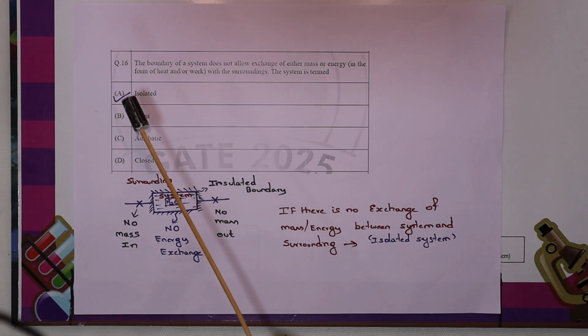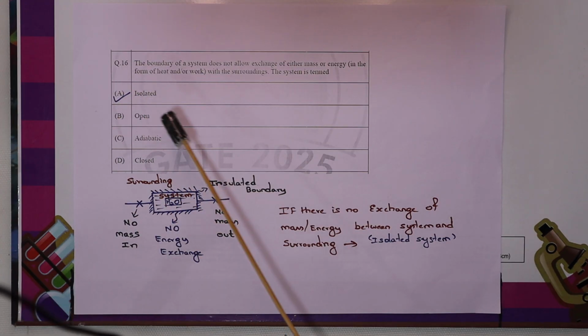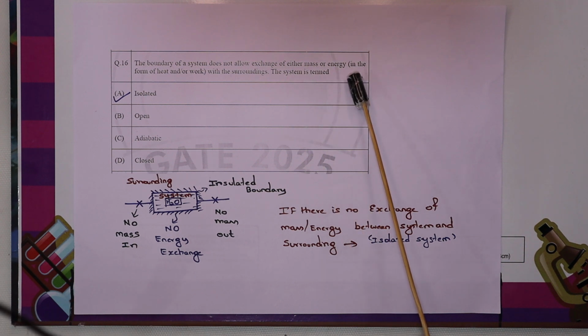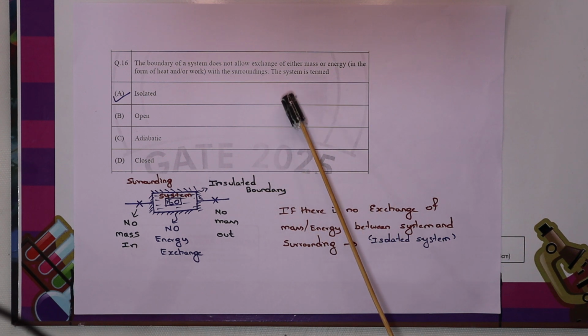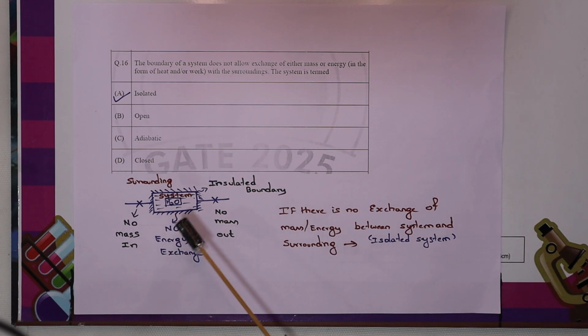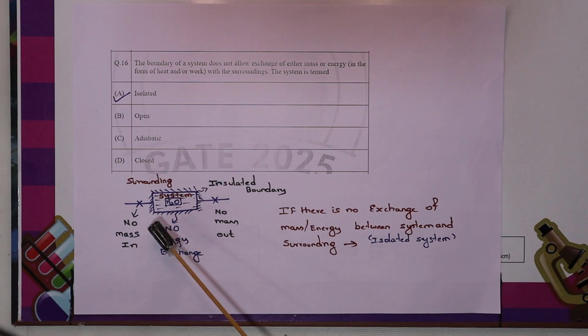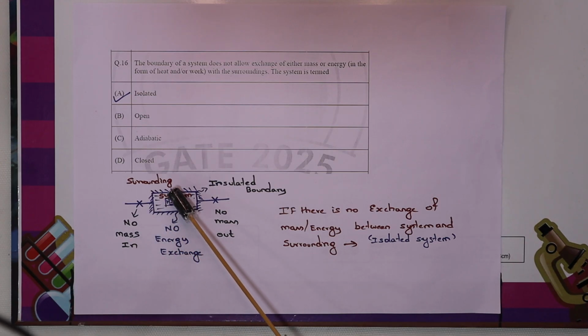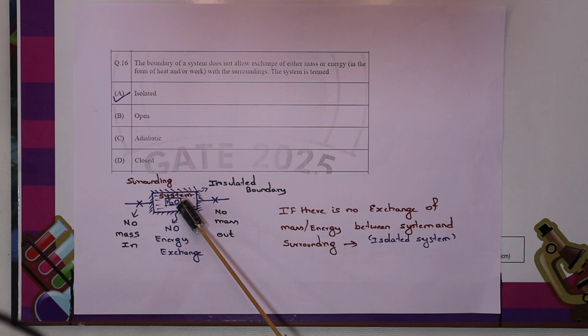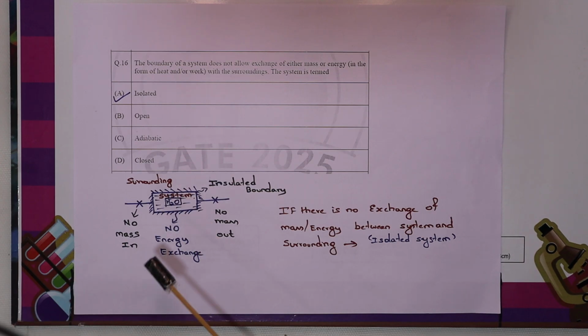This is question number 16 in thermodynamics. The question is, the boundary of a system does not allow exchange of either mass or energy with its surroundings. Then the system is termed as which one among the options given? Example, you can take a container consisting of water. The water is enclosed within the container. The walls of the container are called the boundary of this particular system containing water. Outside this container, it is called surroundings.